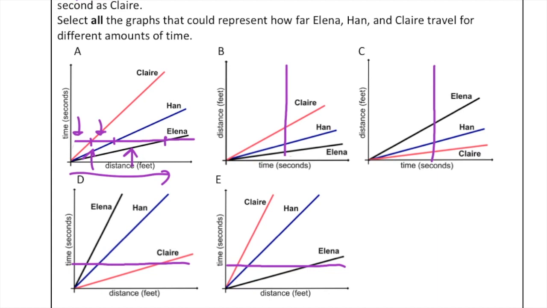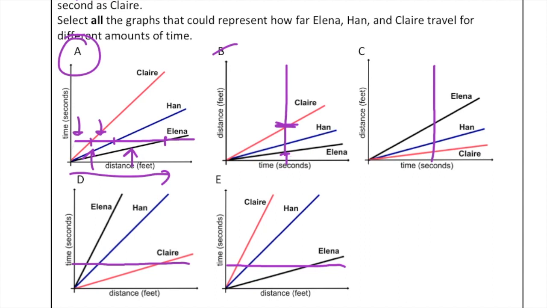So kind of think back to where we did dilations. So Elena is twice the distance of Han, and Han is twice the distance of Claire at a particular point in time. So we're going to say A represents this situation. Then we're going to do the same thing with our next graphs. Okay, so at a particular point in time, this is showing Claire has traveled the farthest and Elena has traveled the least far. So we can instantly eliminate that.